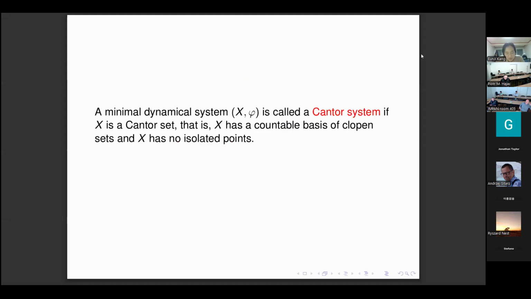Then a minimal dynamical system is called a Cantor system if the underlying space is a Cantor set, meaning it has a countable basis of clopen sets and no isolated points.